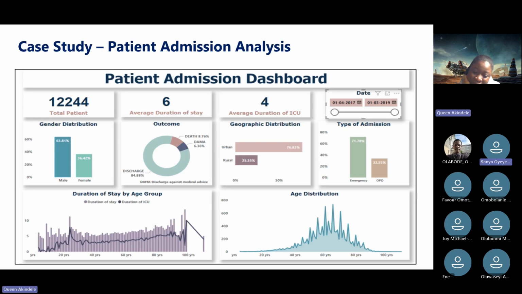Also, the average duration of stay is 6 days. Duration of stay 6, which means that a number of 6 people may have a longer stay in the hospital.